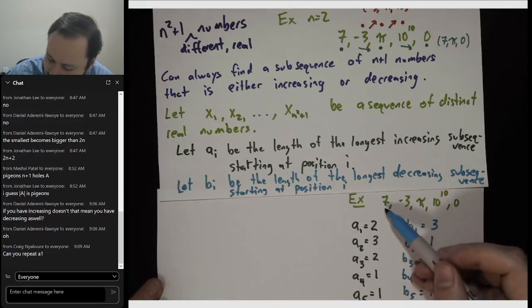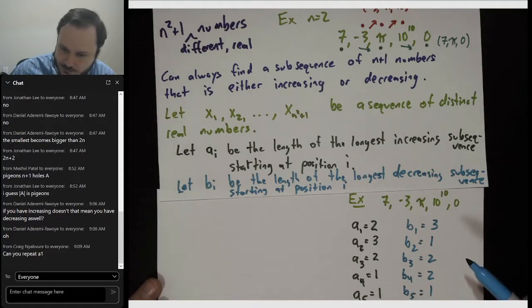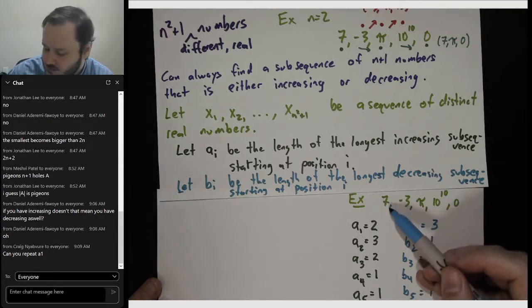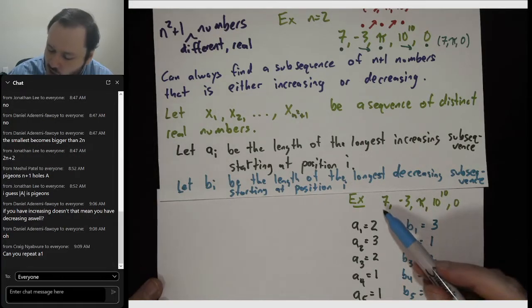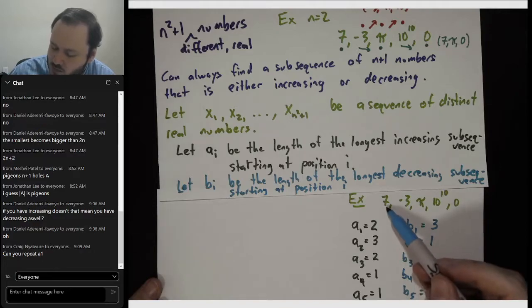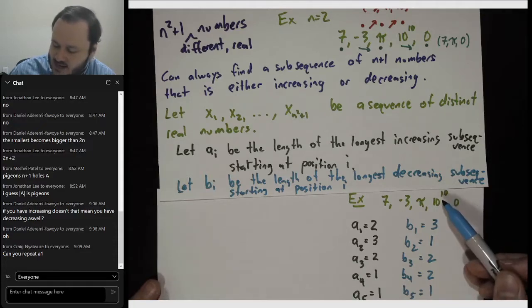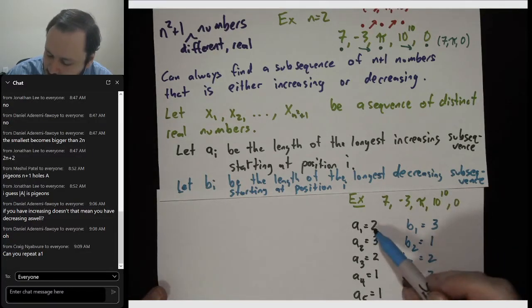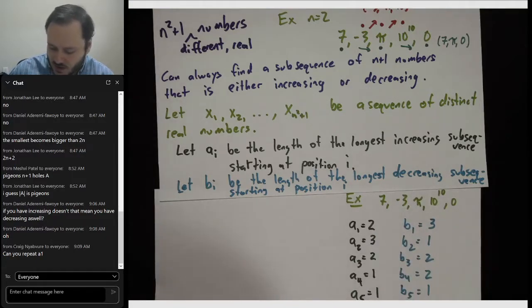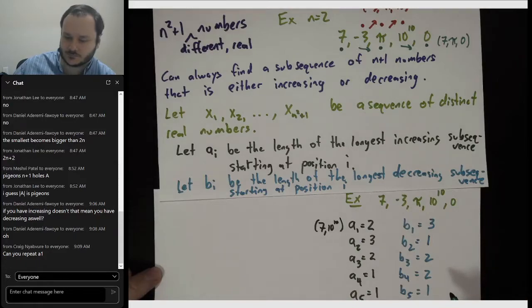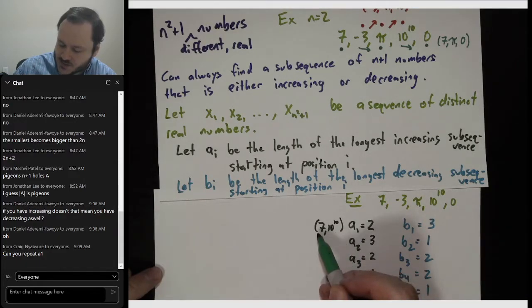So let me come back to a sub 1. I want an increasing sequence that starts at 7. So I start at 7, and I have to go up. Can't go up to -3 because it's too small. Can't go up to pi because it's too small. Can't go up to 0 because it's too small. My only option is to go up from 7 to 10 to the 10. And then once I get to 10 to the 10, I'm done. That's the biggest number. So the subsequence that corresponds is 7, 10 to the 10. That is the longest subsequence where the numbers only go up.